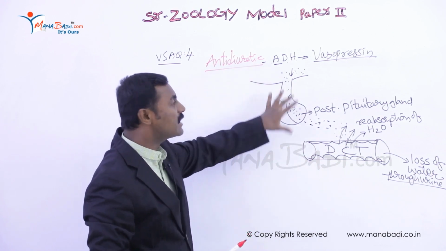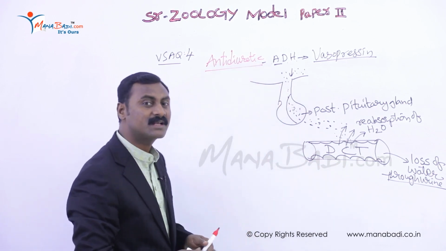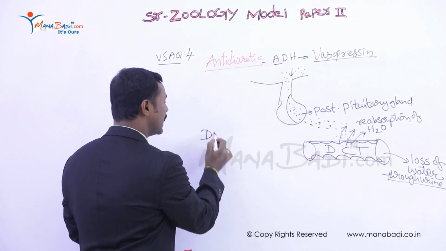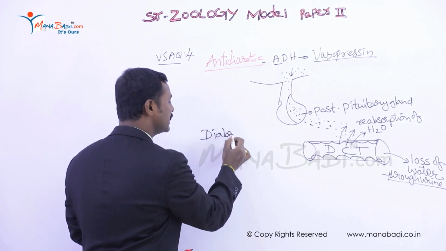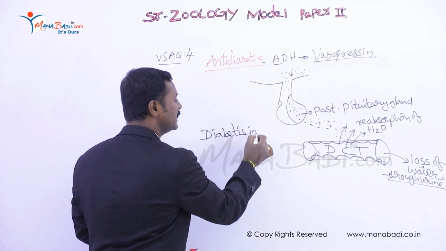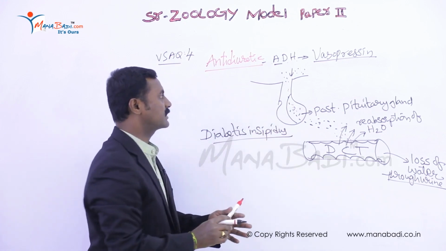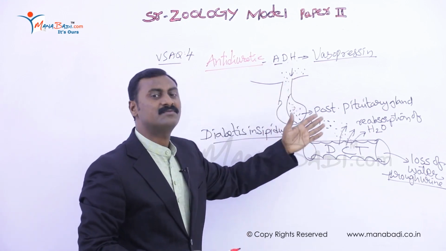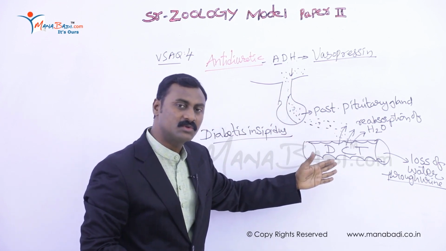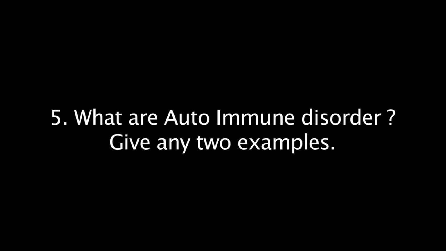Due to the lack of this hormone, a disease comes that is called diabetes insipidus. So like that, from where it is released and which work it does.